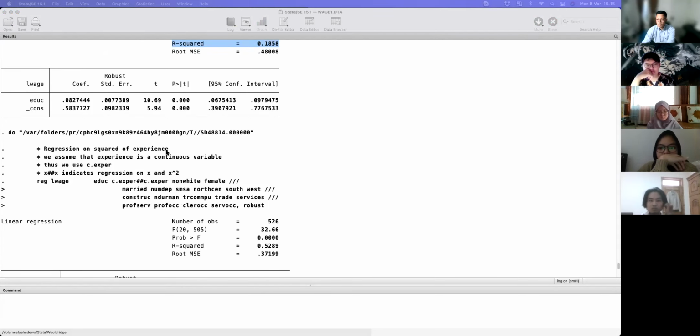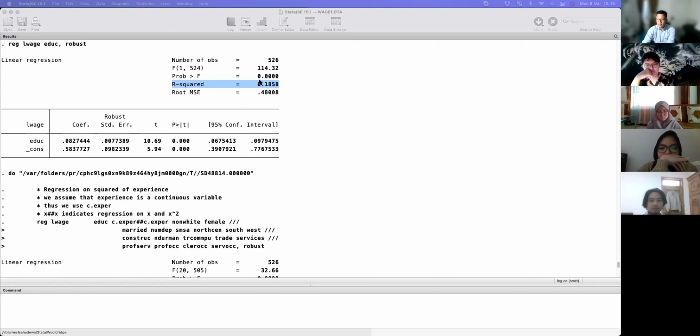In the initial regression, the R-square is about 0.1858. What does it tell you? About 18% of all variance in the data can be explained by the variance of the model, and the remainder is explained by the variance of variables that we do not observe.